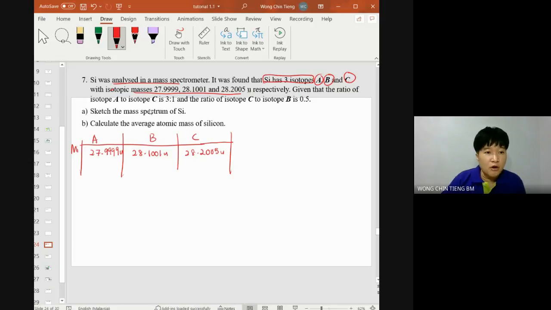Given that the ratio of A to C is 3:1. Oh, A to C is 3:1. Okay. C to B is 0.5. First thing, we solve the C to B is 0.5 first.